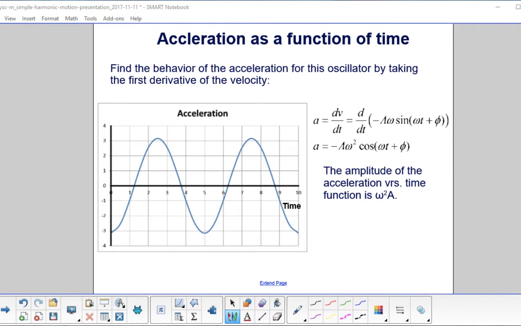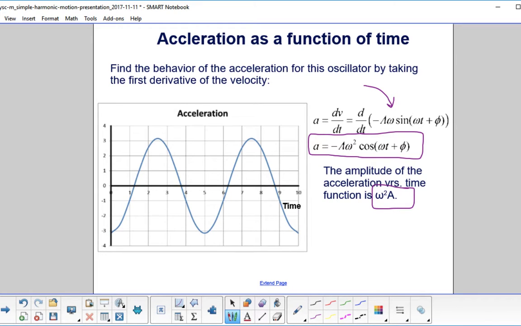As promised, we will now move to acceleration as a function of time. In this case, we take the first derivative of the velocity. Again, we did this earlier when we were solving Hooke's law equation, the differential equation. So we have d/dt of minus A omega sine(omega t plus phi). And we get the acceleration at any point in time is minus A omega squared cosine(omega t plus phi). In this case, the amplitude of the acceleration versus time function is omega squared A, not omega and not A.